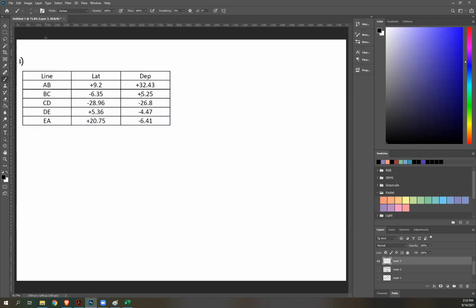Number 1, and then this is area of a traverse. All right. So we're using the DMD method. Okay. So let's do that.